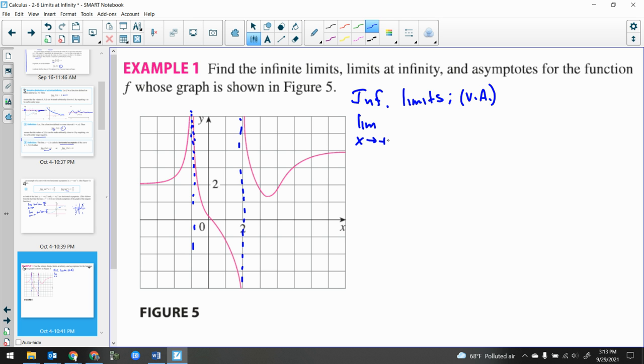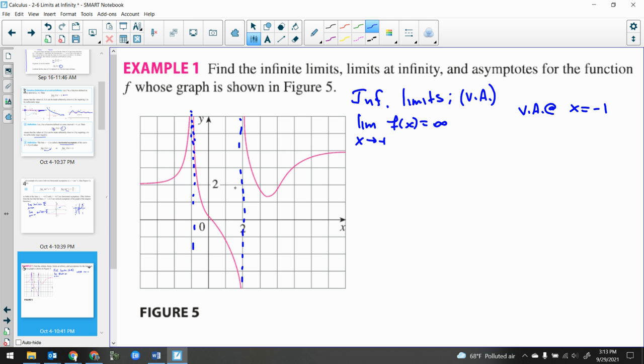The limit as x approaches -1 of f of x is equal to positive infinity, right? So therefore, I know there's a vertical asymptote at x equals -1. Since they both go up, I can say the full limit at -1 is positive infinity, right?